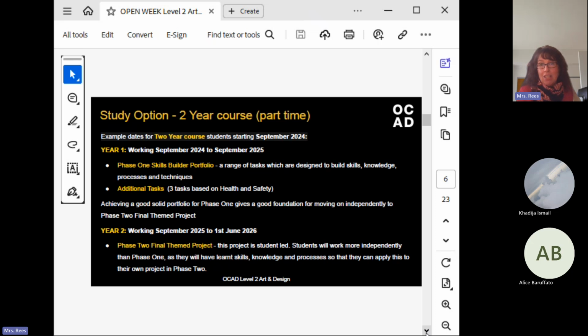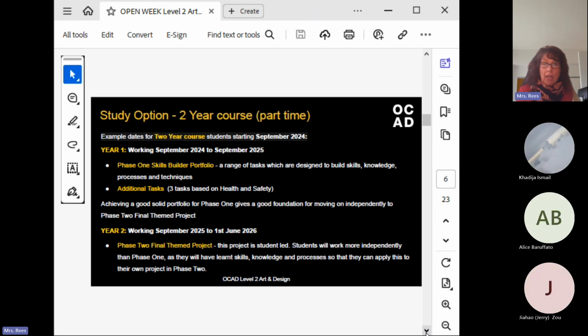So then year 2 would be working from September 2025 to the 1st of June 2026, because you want to meet that moderation in June 2026. So the time is a little bit shorter, but because you've got your skills, your confidence, your knowledge, you know how you're working, you've designed your own project, you will work within that time, okay?